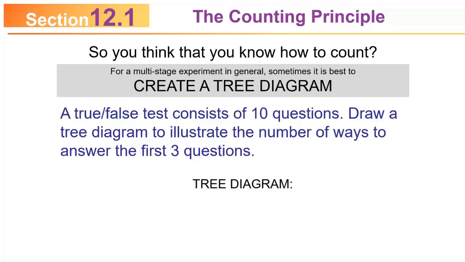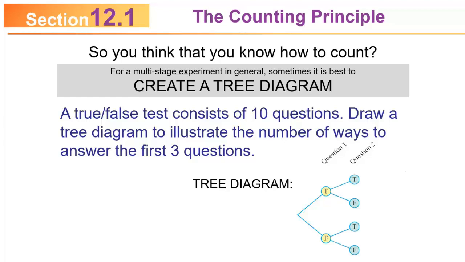A tree diagram looks like this. It can spread horizontally or vertically. I've got one spreading horizontally, but it can certainly spread vertically. In this case, the tree diagram, the branches are the line segments, and the nodes have the possibilities. So on the first question, the answer is either true or false. So I have a node for true and a node for false.